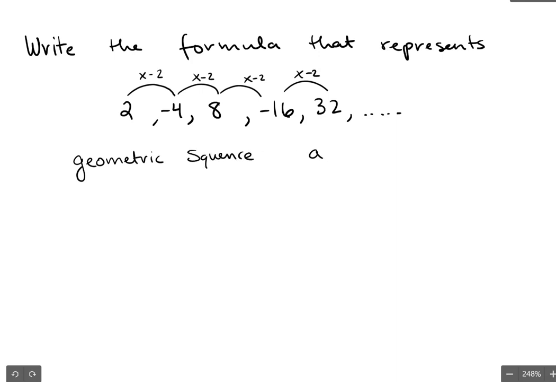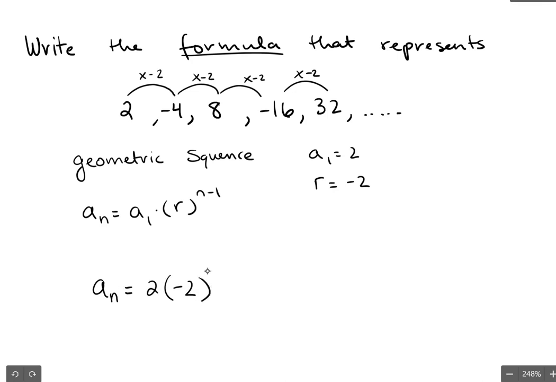where our first term was set to be 2, and we determined the common ratio, our multiplication, is -2. And we know the geometric sequence has this formula. A sub n is the first term times the common ratio to the n minus 1. So to find our formula, we just fill this in. A sub n equals the first term 2 times the common ratio -2 to the n minus 1 power.